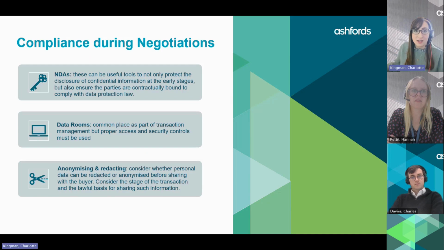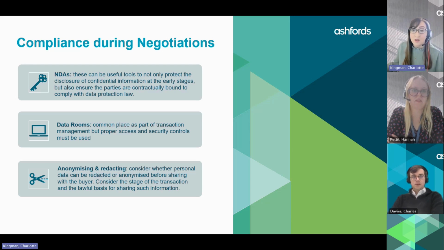Compliance during negotiations. There are a number of aspects of data protection law that come into M&A and corporate transactions, and this is how the data is shared between the parties. Firstly, looking at NDAs, so non-disclosure agreements, a document which most people will be familiar with, but it can be really important in these types of transactions, not just to protect against disclosure of confidential information, but it can also deal with data protection issues that may arise in those early stage discussions.